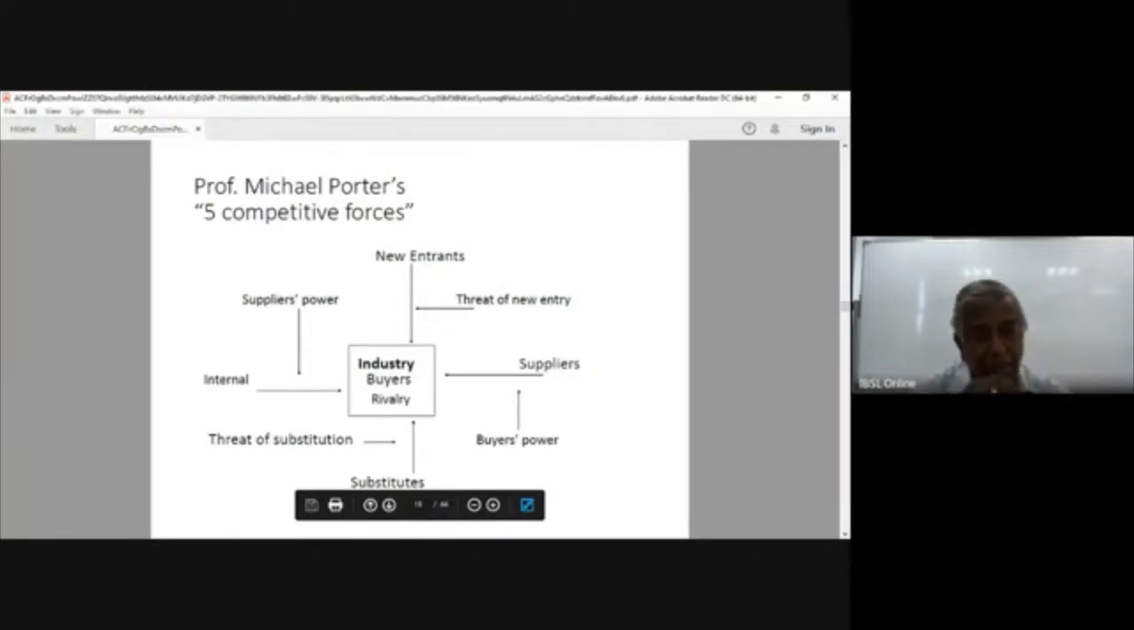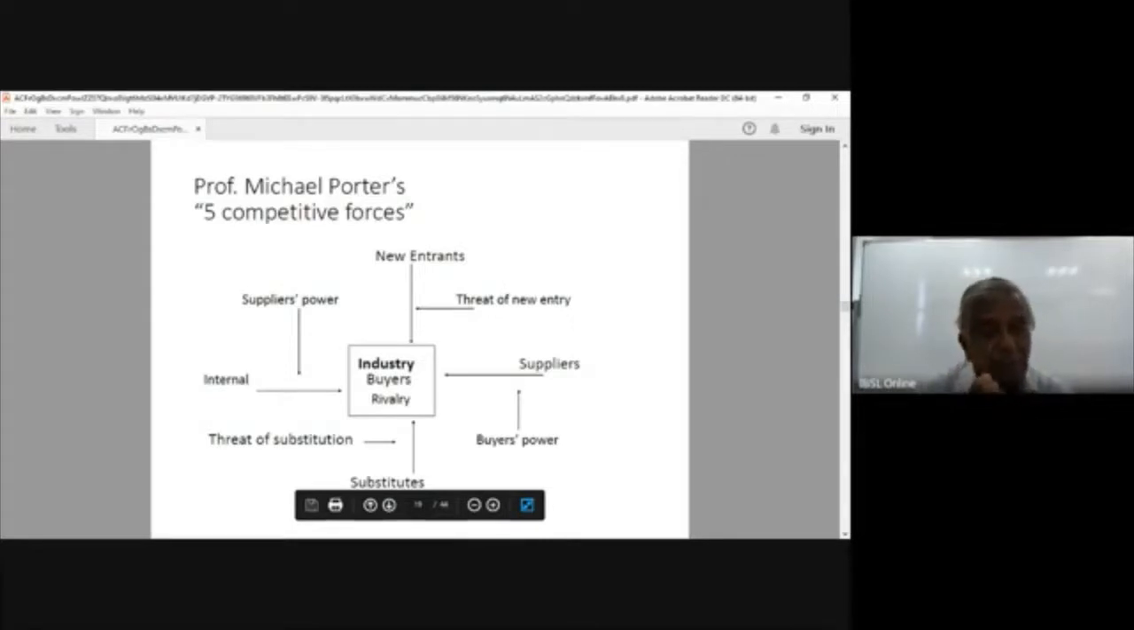Then on the right hand side, clockwise, we come to the next item. After new entrant, in the clockwise direction, the suppliers. The suppliers to the industry. Actually, that is shown as buyers' power, not the buyers. Cut the buyers and put suppliers' power. Suppliers' power should come here.